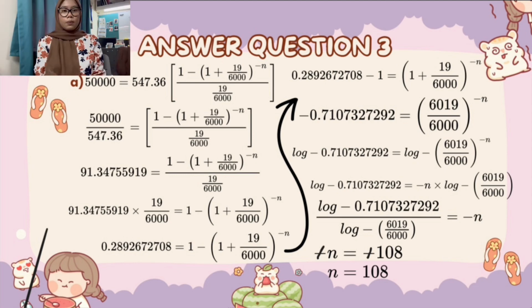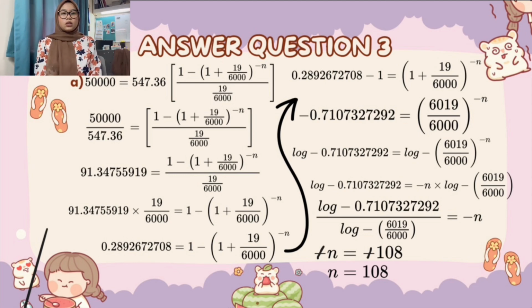91.34755919 equals 1 minus in bracket 1 plus 19 per 6,000 close bracket to the power of negative n per 19 per 6,000. Move the 19 per 6,000 at the bottom to the left. It becomes 91.34755919 times 19 per 6,000. It becomes 0.2892672708. 0.2892672708 minus 1 equals negative 1 in bracket 1 plus 19 per 6,000 close bracket to the power of negative n. So it becomes negative 0.71073272292 equals negative in bracket 6,019 per 6,000 close bracket to the power of negative n.